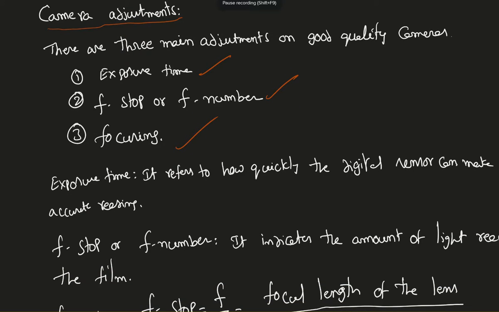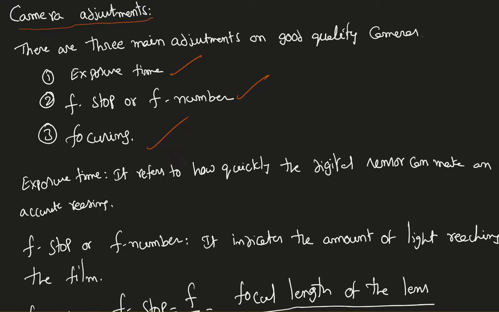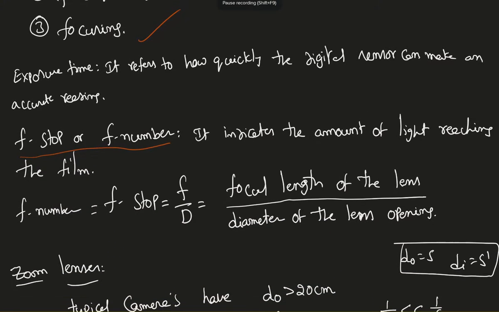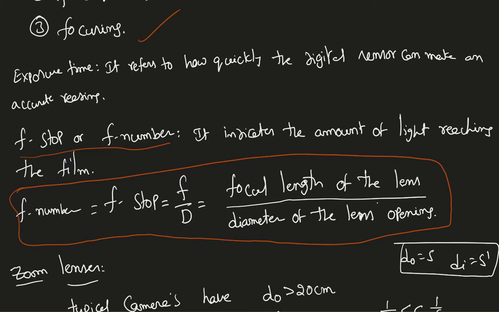F-stop or f-number indicates the amount of light reaching the film. The f-stop and f-number are the same, and equal to f, the focal length of the lens, divided by the diameter of the lens opening. This is the formula for f-stop.